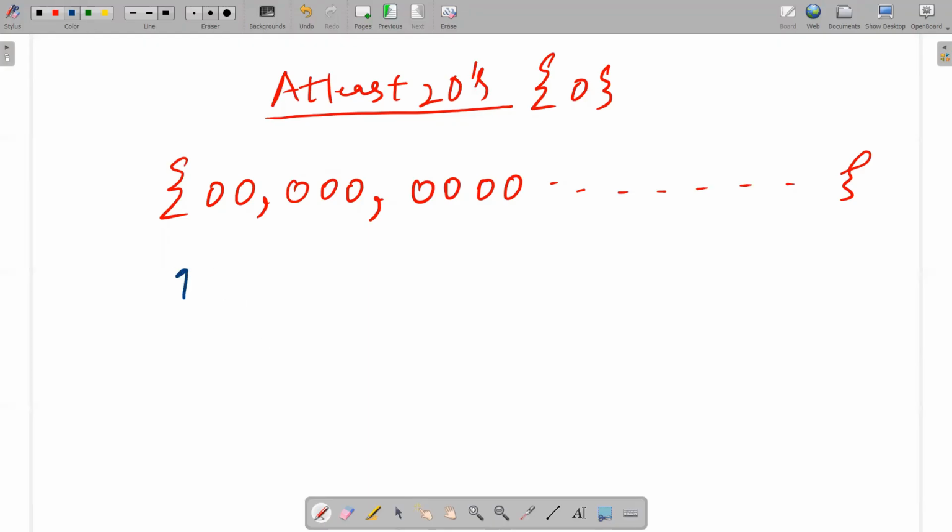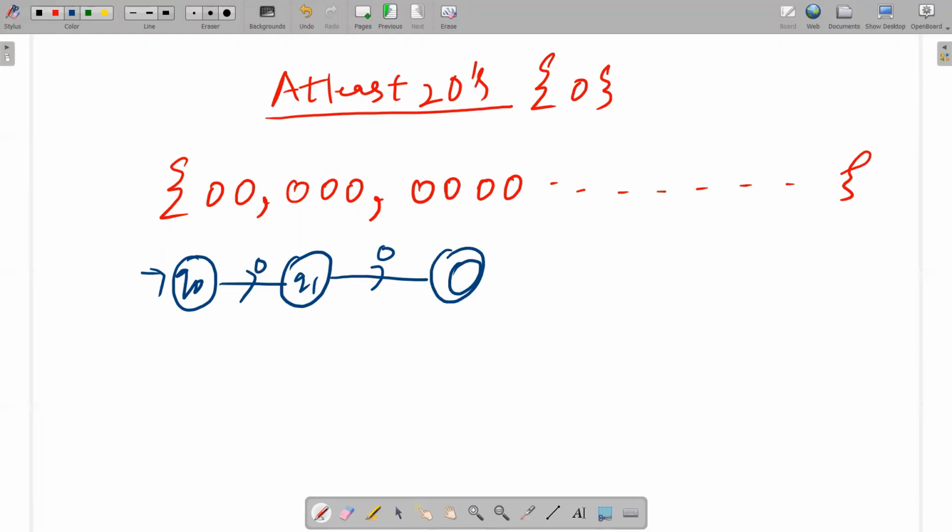Let's create an automata, Q0. Let's create a generalized automata that accepts at least two zeros. 1 zero, Q1, another 0. Then it becomes Q2. So a minimum of two zeros are accepted. What about if we have three zeros, four zeros, five zeros? So see, over here Q0 has a transition with 0, it goes to Q1. Q1 also has a transition which goes to Q2. So Q2 also must have a transition.